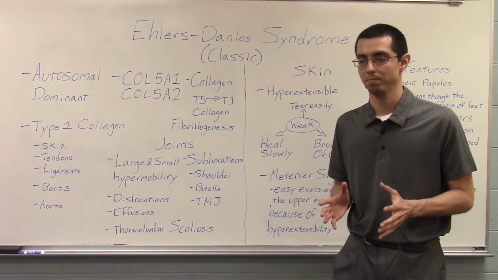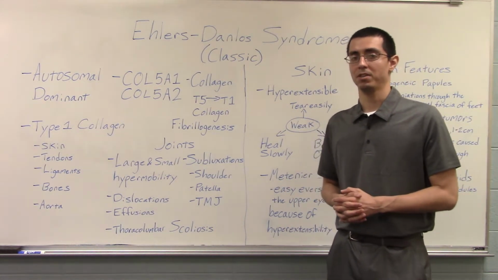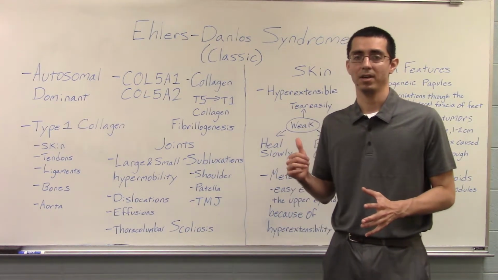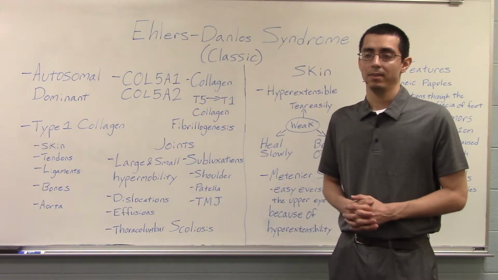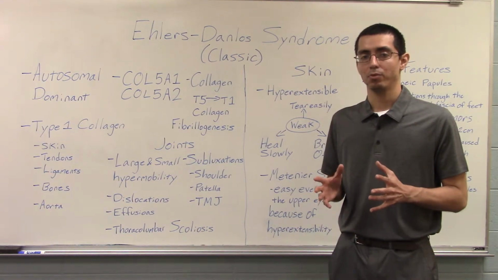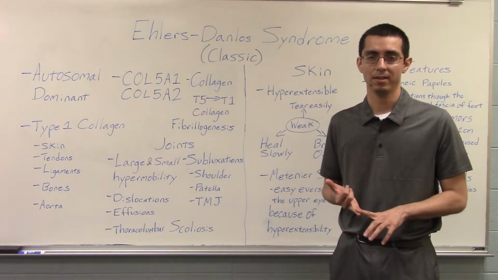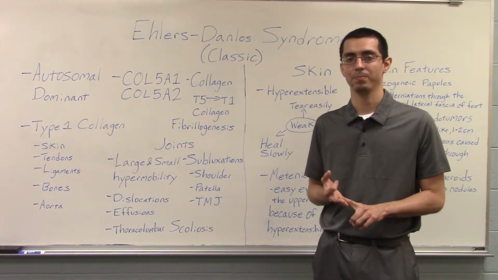If a patient presents with joint subluxations and they have classic EDS, they will most likely present with subluxations in the shoulders, the patella, and the temporomandibular joint.